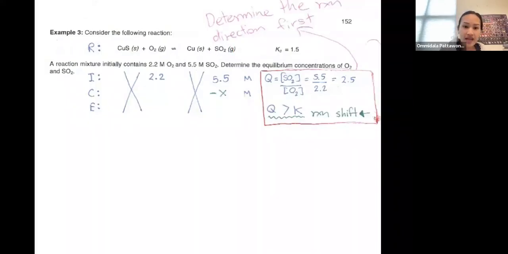And over time, the reactant would produce, right? So it's going to be positive X. So again, in this case, because both reactant and product are given, you will need to find out Q in order to determine the direction of the reaction.